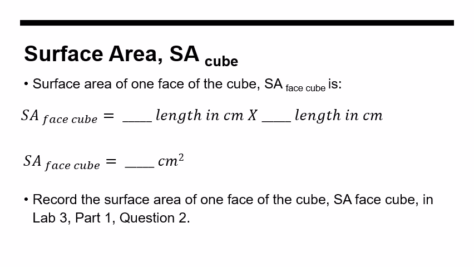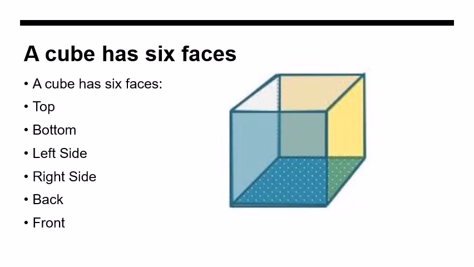Record the surface area of one face of the cube in Lab 3, Part 1, Question 2. A cube has 6 faces: top, bottom, left side, right side, back, and front.